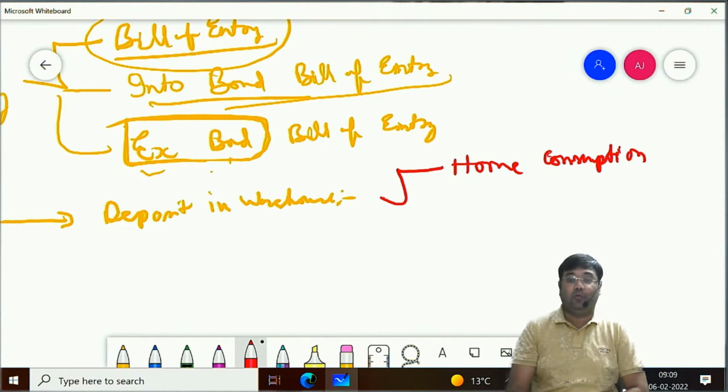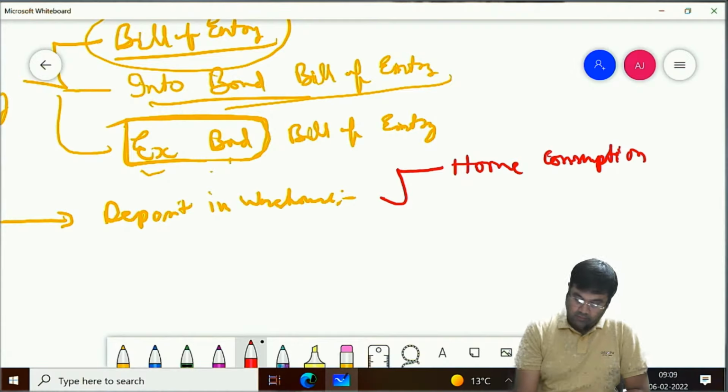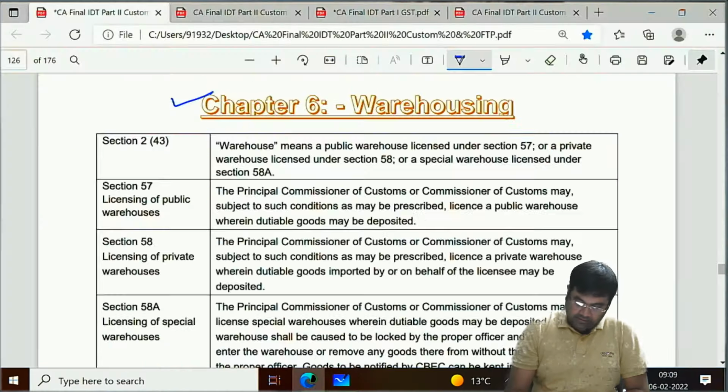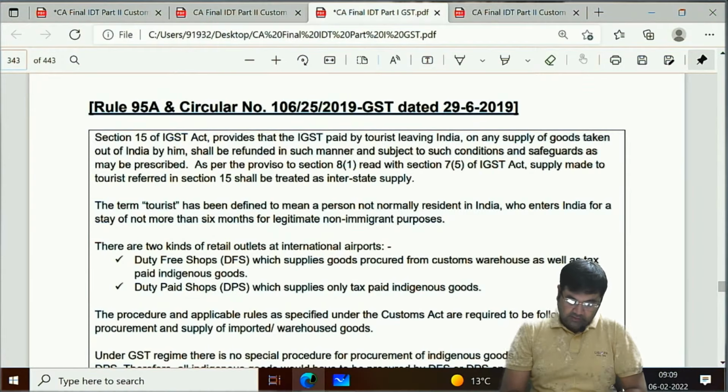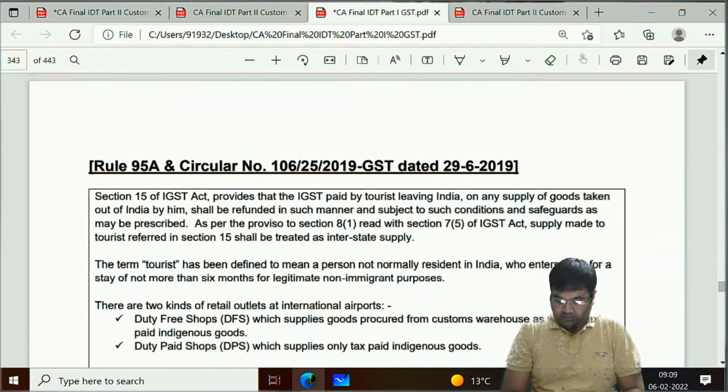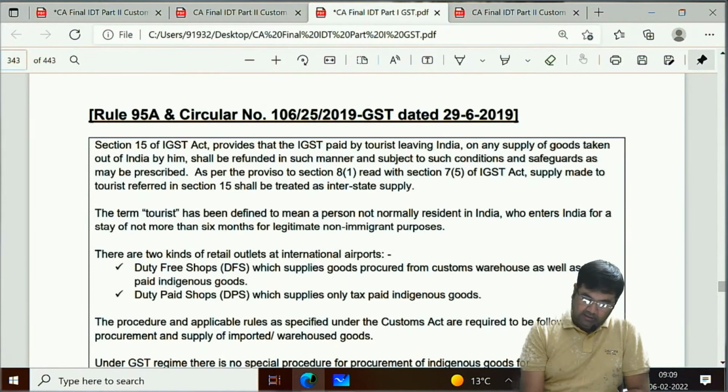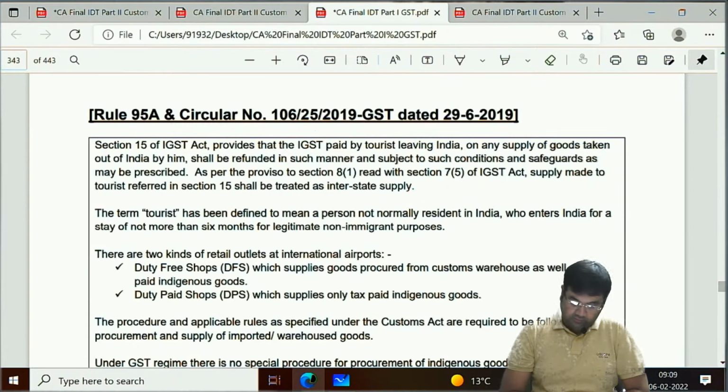He can go for home consumption later. Now recollect the discussion in GST. We discussed Rule 95A on page number 341 of the refund chapter, Rule 95A and Circular number 106/25/2019-GST dated 29/6/2019.